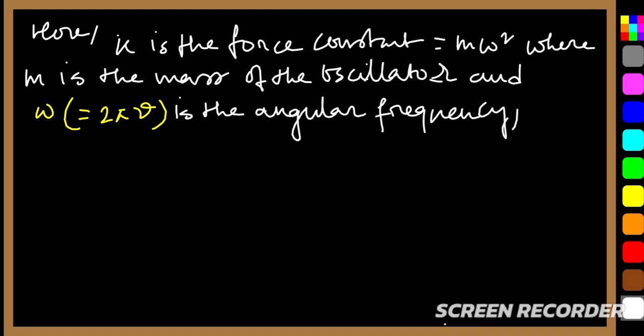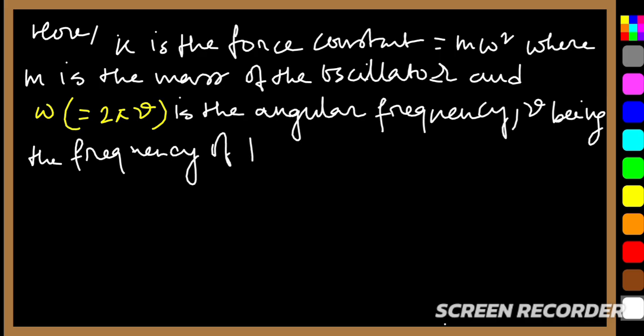Nu being the frequency of the simple harmonic oscillator. Okay, so here k is the force constant, that is equal to m omega square, where m is the mass of the oscillator and omega equal to 2 pi nu is the angular frequency, and nu is the frequency of the simple harmonic oscillator.